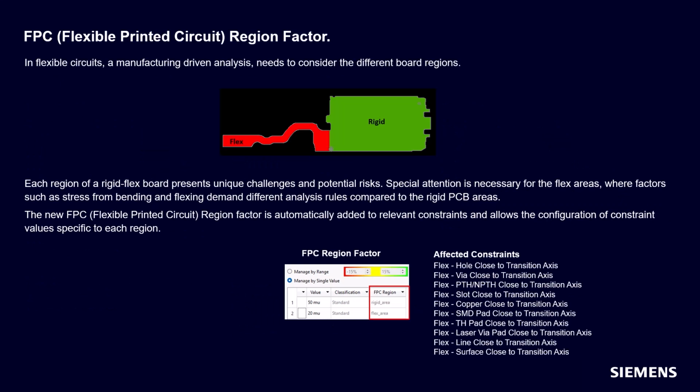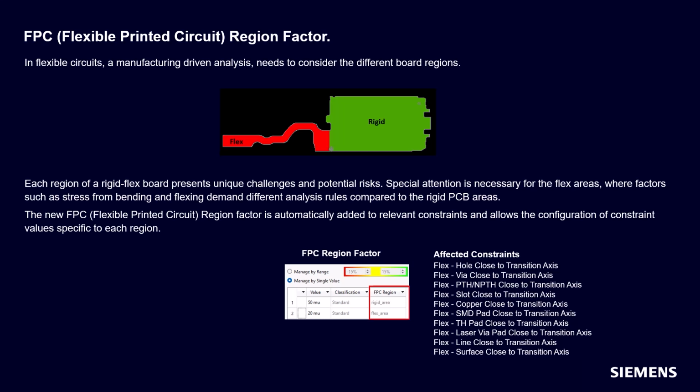A new factor called FPC Region Factor was added. This factor considers different regions of the design based on rigid area or flex area. As per fabrication requirements, some constraints require different settings for the rigid area versus the flex area. Each area has unique challenges, so now the constraints can be set differently depending on which area is being checked.